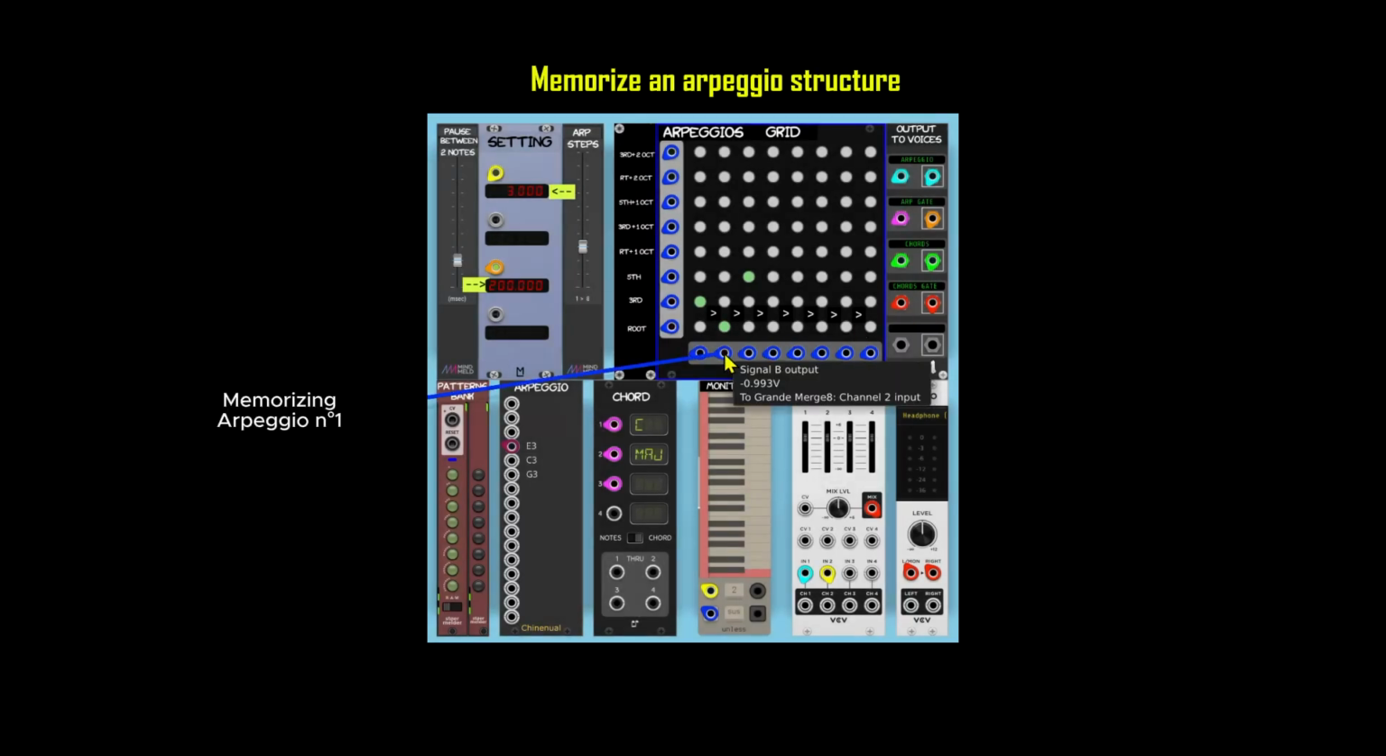The various arpeggios created can be memorized by the 8-Face module. This memorization takes into account the arpeggio structure, configured by the arpeggio grid, the number of arpeggio steps, and the rest time between each note. To retrieve this configuration later, simply click on the corresponding slot.